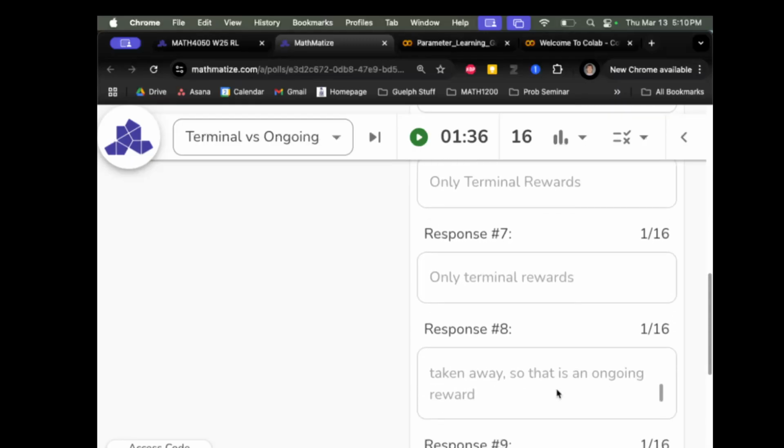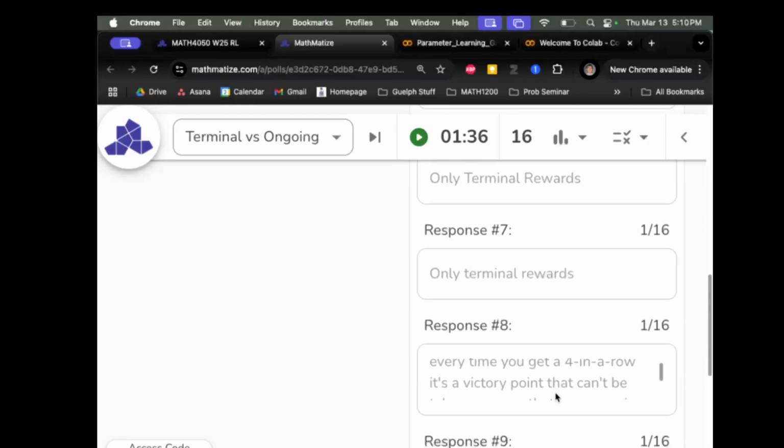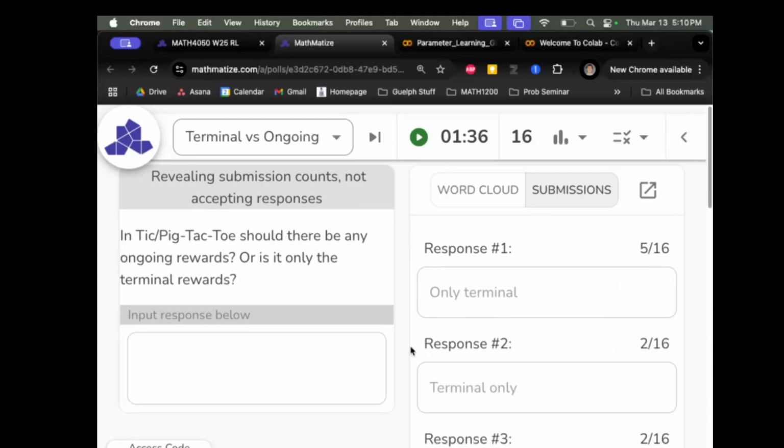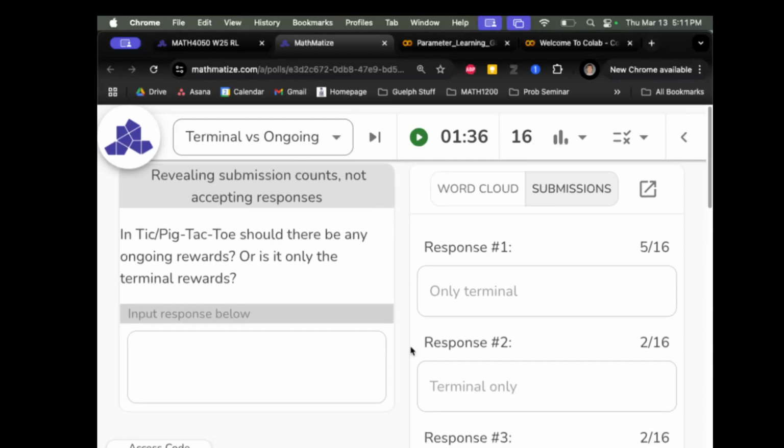Only terminal. Okay. Each time you get 4 in a row, that's a victory point that can't be taken away. So that's an ongoing reward. So this is totally true. It's like getting victory points, especially in tic-tac-toe. It is good, but you might lose the game, right? If you get a bunch of points now, but then you lose the game, that's no good. So strictly speaking, all of you are exactly correct that there are only terminal rewards. But when you are programming it, you could make some fake ongoing rewards to try to steer the algorithm towards what you want.